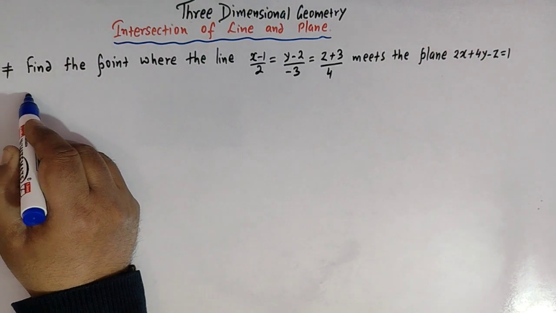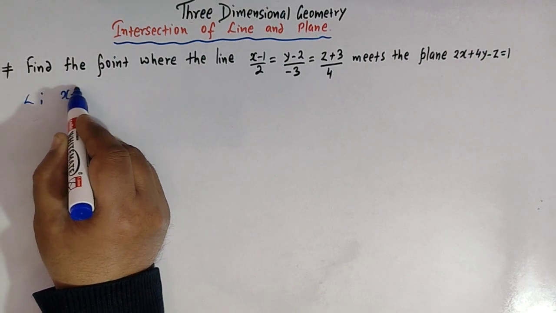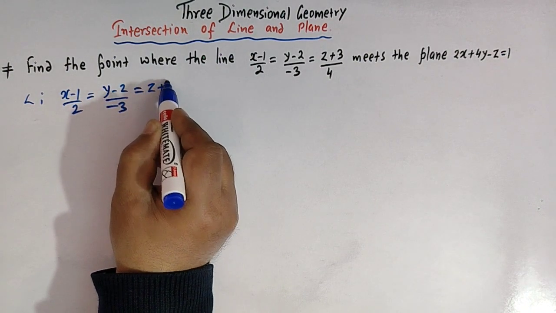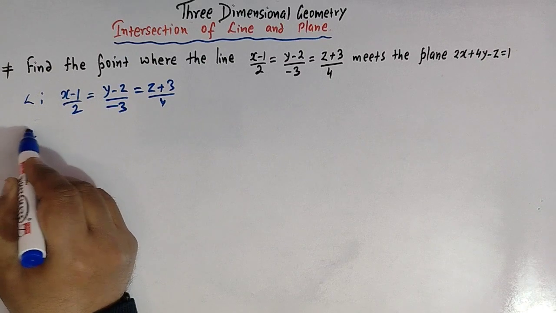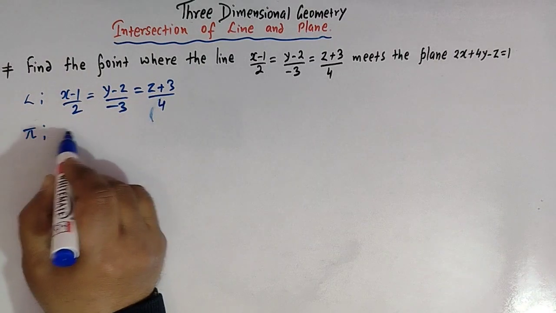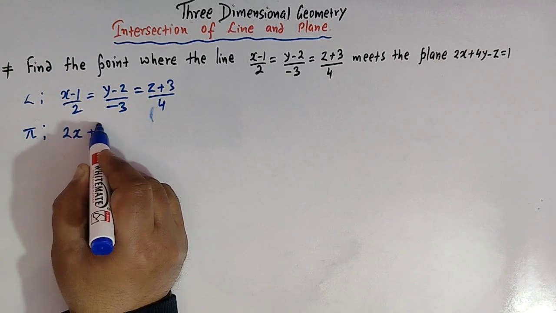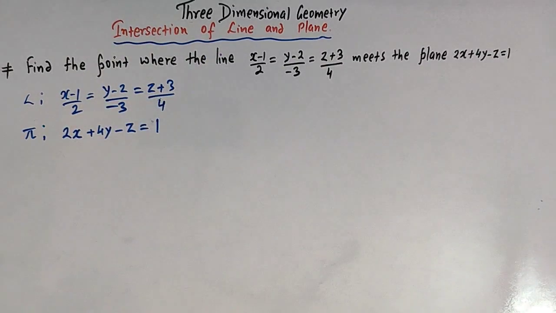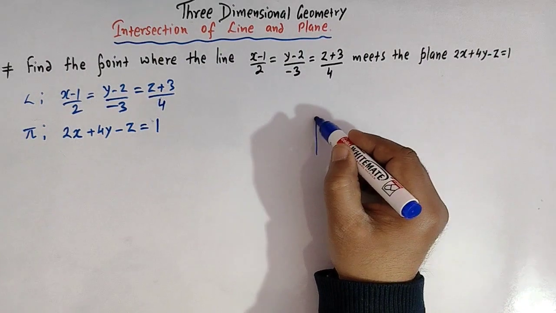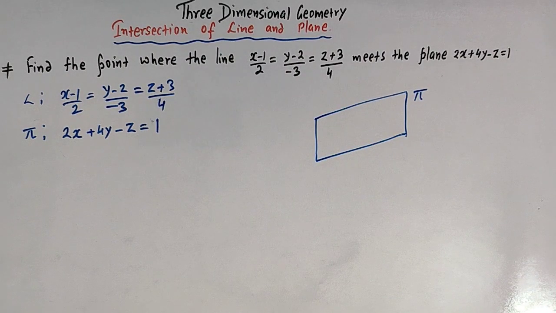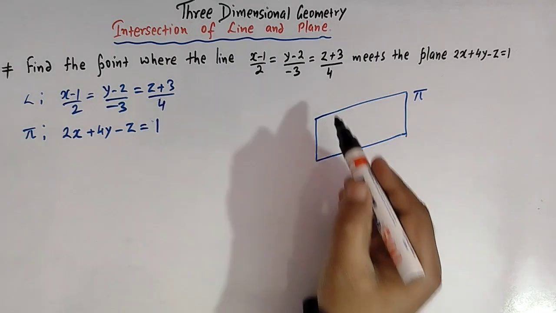Here we are given the equation of a line and the equation of a plane. We have the plane, say pi, with the equation 2x plus 4y minus z is equal to 1. Let us draw a rough diagram here. Suppose this is a plane and we have a line. We can draw the line like this.